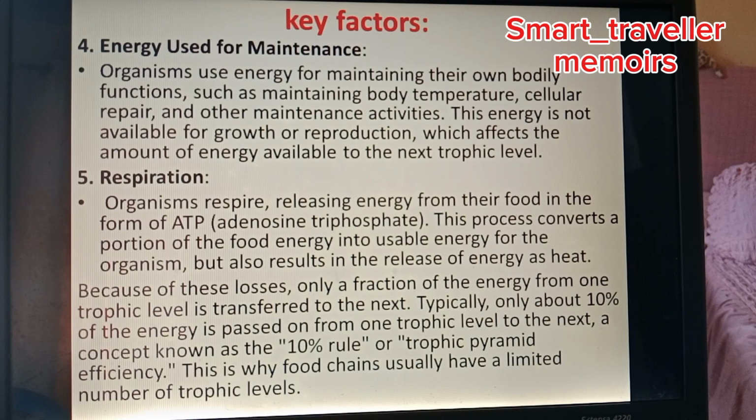Because of these losses, only a fraction of the energy from one trophic level is transferred to the next. Typically, only about 10% of the energy is passed on from one trophic level to the next, a concept known as the 10% rule or trophic pyramid efficiency. This is why food chains usually have a limited number of trophic levels.